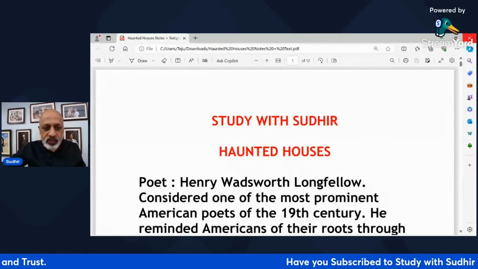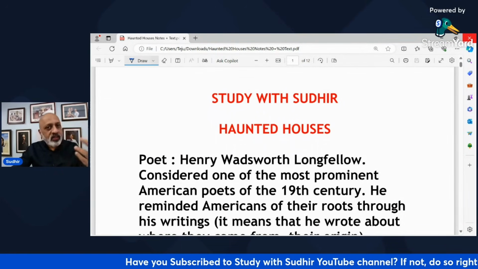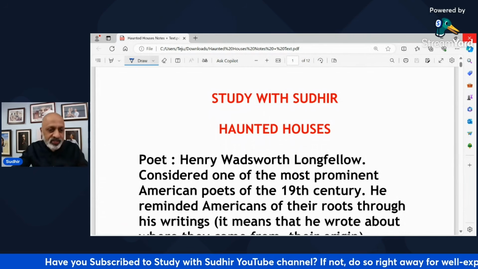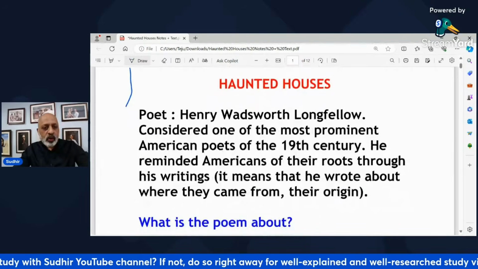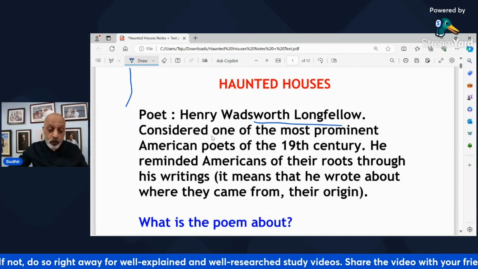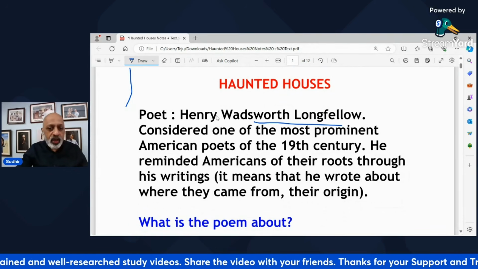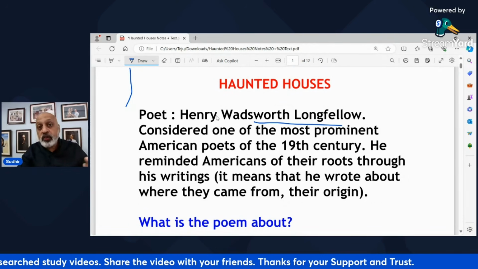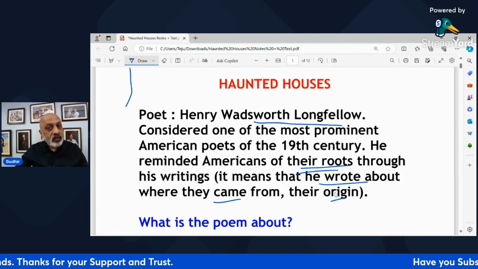Okay, so let's first talk about the poet, and you should always read the box, which is something which I always advise my students to. So Henry Wadsworth Longfellow is the name of the poet. He was considered one of the most prominent American poets of the 19th century, and he reminded Americans of their roots, where they came from. When you say their roots, it essentially means that he wrote about where they came from, their origin.